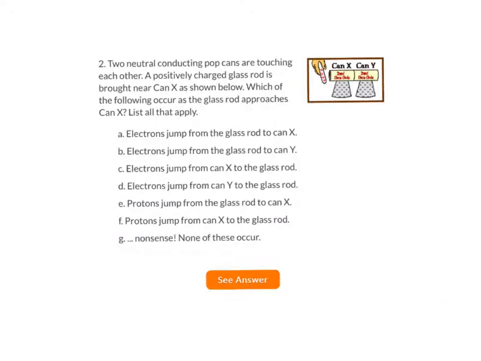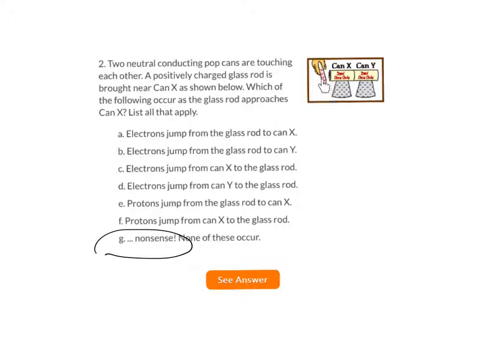All right, so here's your question. Take it for a test drive. Let me know how you do. Okay, there's actually only one right answer for this, and it's G. None of these occur. Let's talk about this.